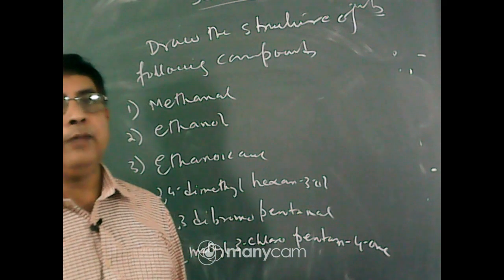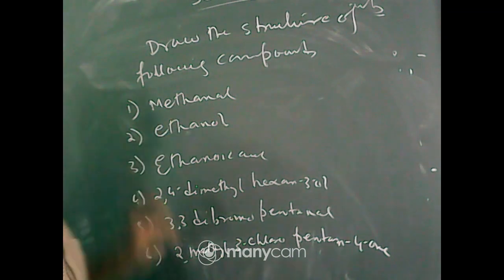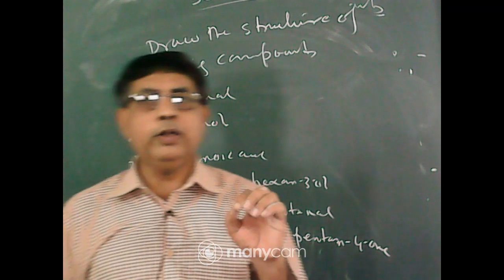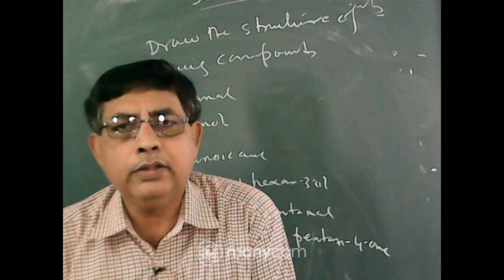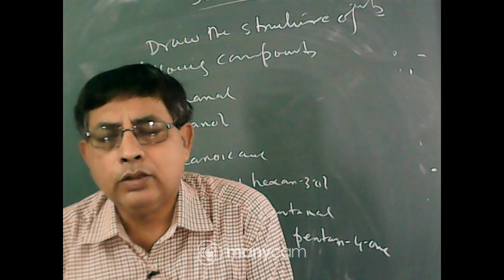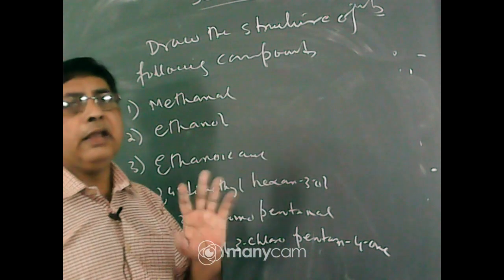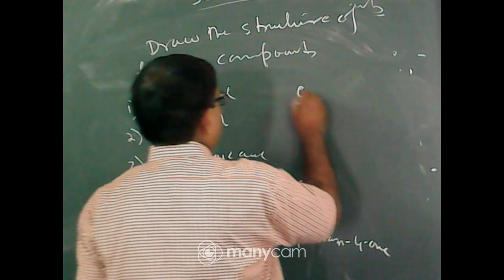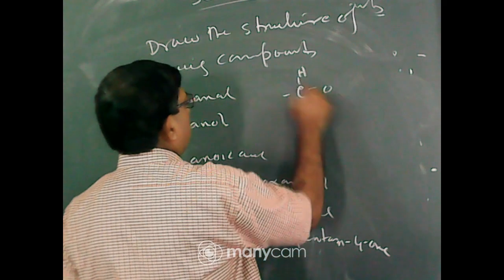Reverse process, you have to draw their structure. How can it be possible? Say methanal. First, remember how many carbon atoms are present in methanal. Meth means root word 1, so only one carbon atom is present. And al means aldehyde group. So what is the structure of the aldehyde group? This is the aldehyde group, CHO.